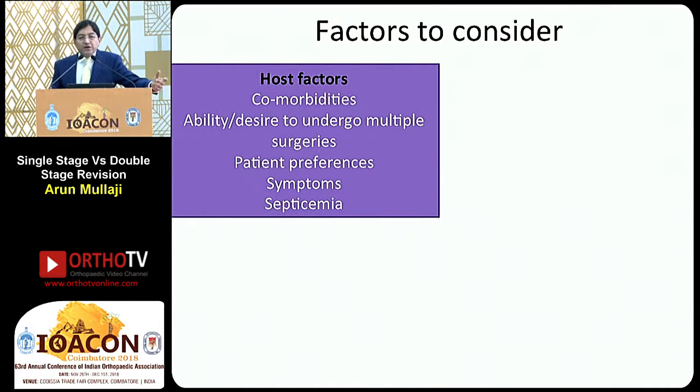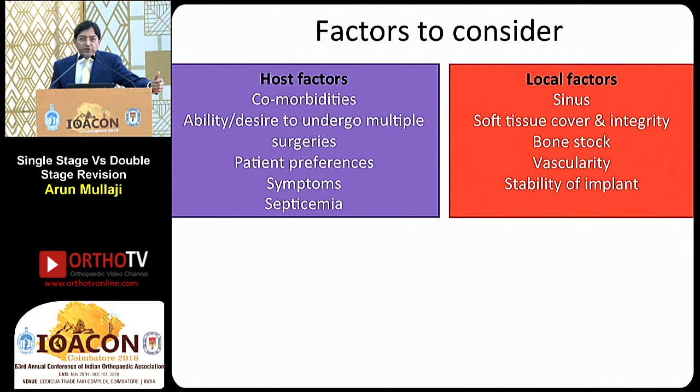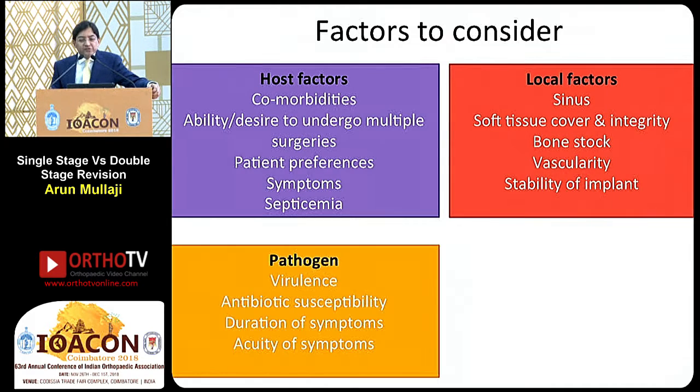So now, in order to deal with infection, let's look at the factors that we need to consider when we take a decision. So the most important are, of course, the host factors. What are the comorbidities, whether the patient is willing to undergo any further surgery, the patient's own preferences, and whether there's septicemia. Locally, you need to know whether there's a sinus, what's the soft tissue status, bone stock, what's vascularity of the limb, and is the implant stable.